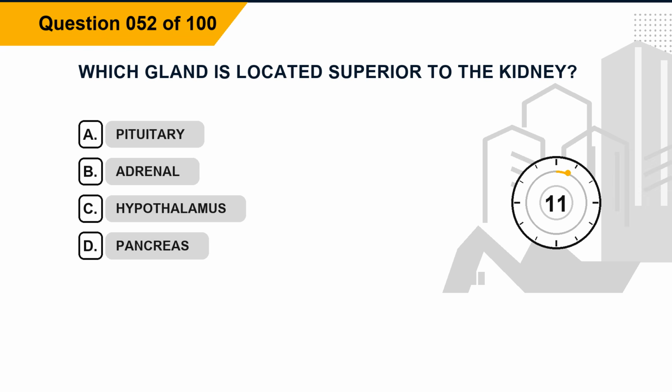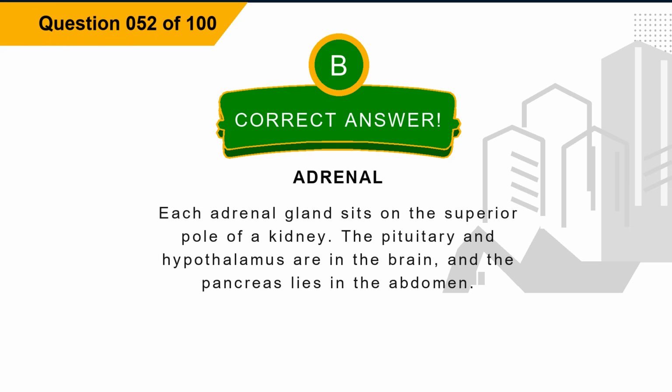Question 52. Which gland is located superior to the kidney? Option A, pituitary. Option B, adrenal. Option C, hypothalamus. Option D, pancreas. The correct answer is option B, adrenal. Explanation. Each adrenal gland sits on the superior pole of a kidney. The pituitary and hypothalamus are in the brain, and the pancreas lies in the abdomen.